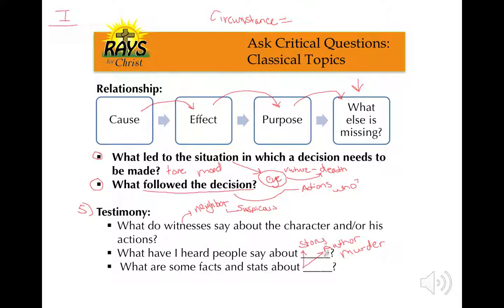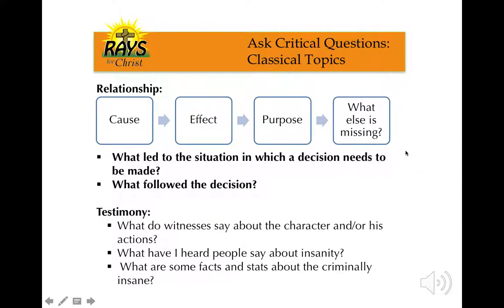What are some facts or stats about the author? What are some facts or stats about murder? How common is murder of premeditation? These are all the things I could go get testimony about. Okay? All right, so you see, we're getting an awful lot we could write about in our next paper.